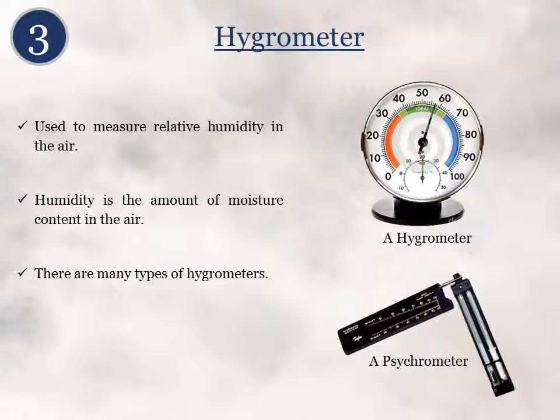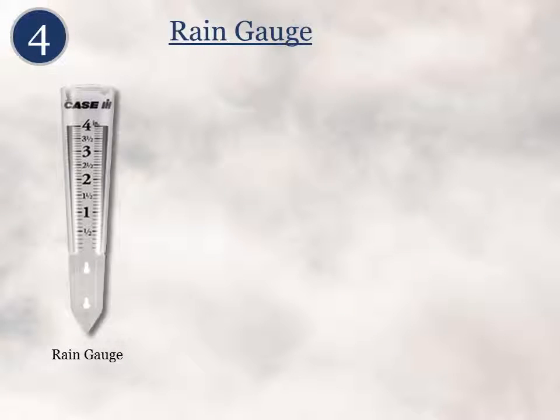A psychrometer is also a type of hygrometer. It uses two thermometers to measure relative humidity, the dry bulb thermometer and the wet bulb thermometer. The latter contains water in the base that evaporates and absorbs heat, which in turn decreases the temperature reading. The difference in the temperature readings of the thermometers determines relative humidity.